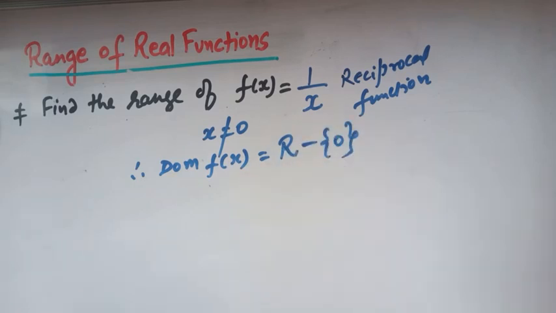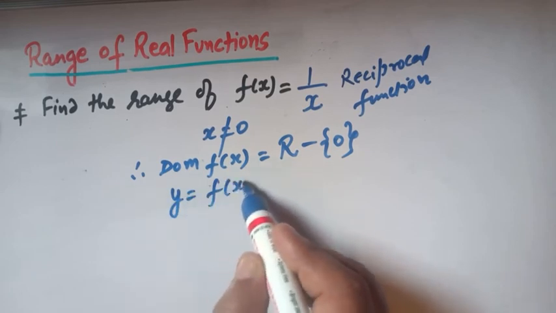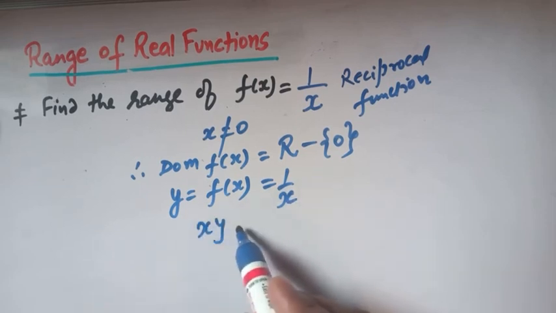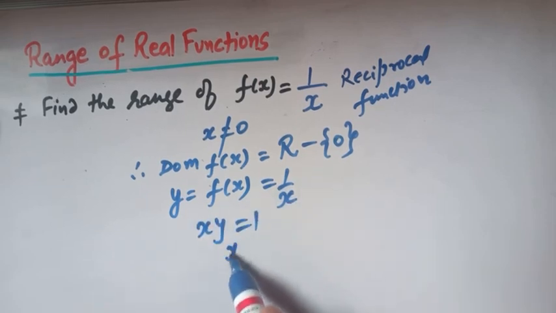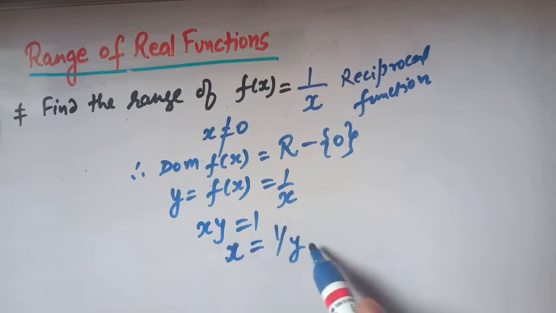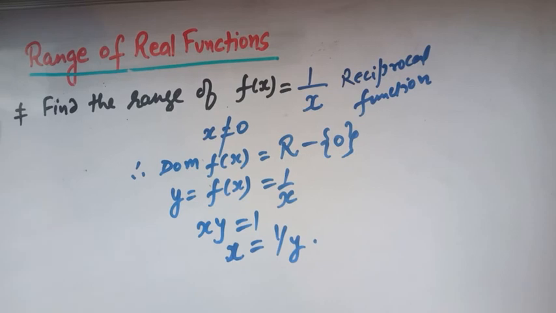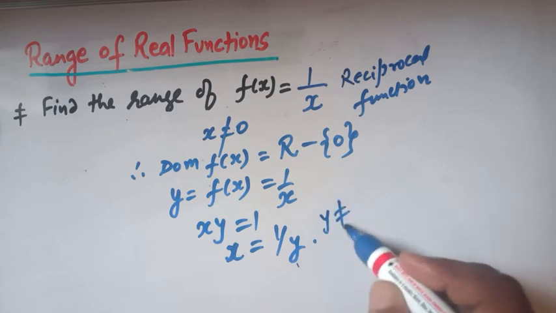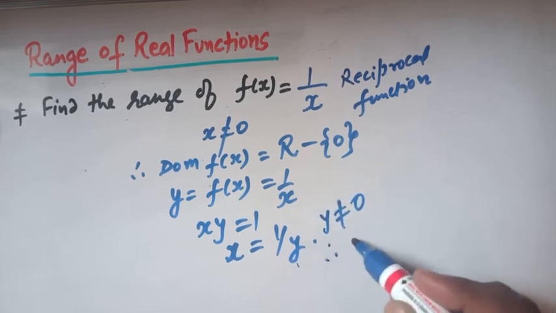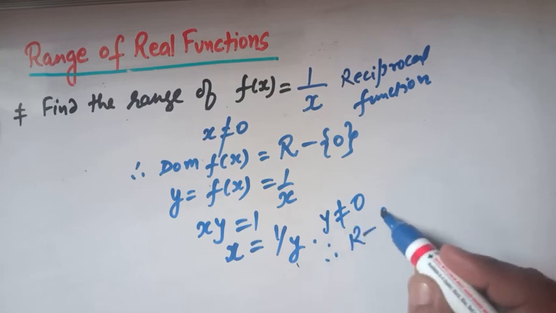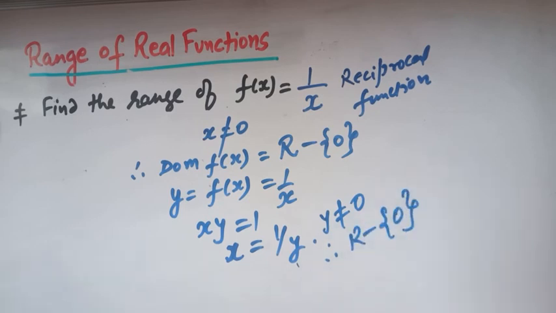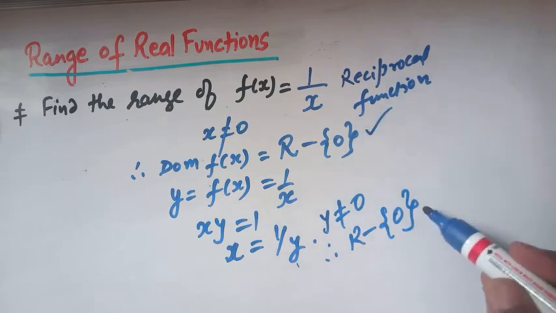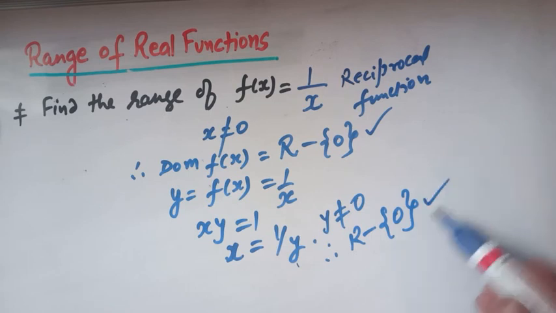Now to find its range, what we'll do? We'll write y is equal to f(x) is equal to 1 over x. So xy is equal to 1, or x is equal to 1 over y. Clear? So here we see that y takes all values except 0. So y cannot be equal to 0. So therefore the range is R minus {0}. Clear? So hence we can say that the domain of f(x) is R minus {0}, and the range is R minus {0}.